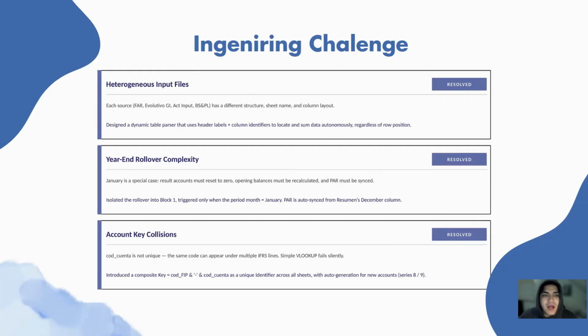The second, year-end rollover complexity. Every January, the system needs to behave differently. Result accounts reset to zero, opening balance must be recalculated, and the reference must be reset. I isolated all this into a dedicated code block that only activates in January. Third, account duplication. The same account code can appear multiple times under different IFRS lines, so I solved this with a composite key combining the IFRS account code and the accounting code, guaranteeing an unambiguous identifier across every sheet. The result is an automated environment where the system handles all this consistently every month.